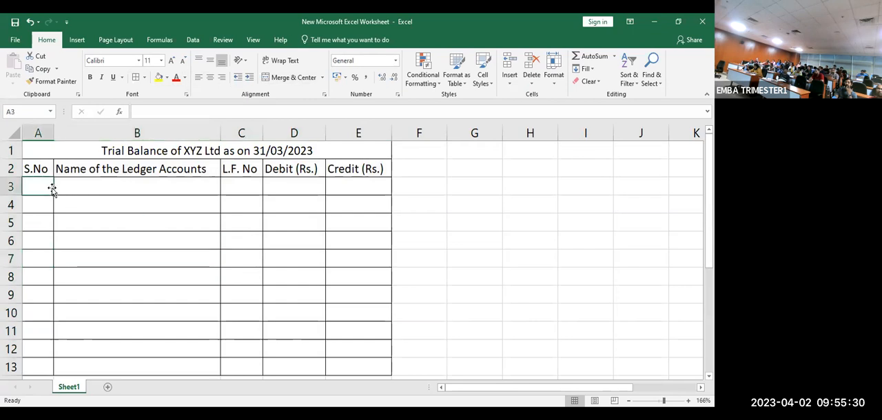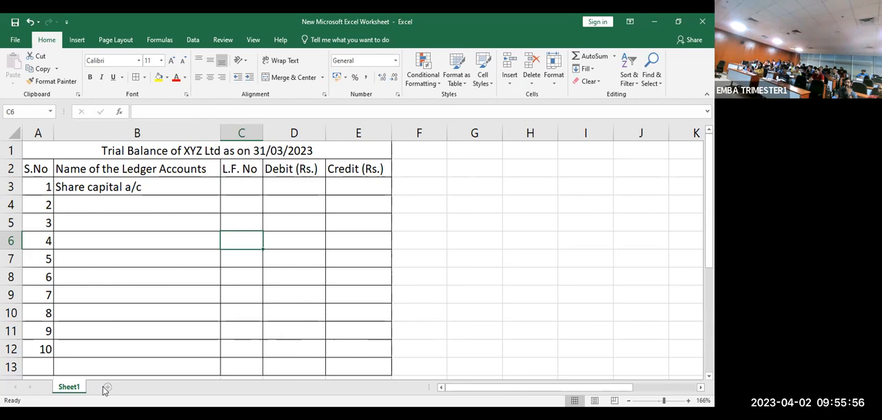Suppose there are 20 accounts. You have to write 20 numbers here like this, and then we have to bring all those account names. Say for example, capital account, share capital account. You have to refer to the journal and ledger to see which side the balance is. Say for example, share capital account will look like this.